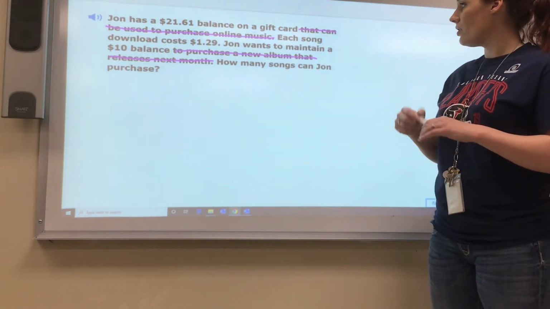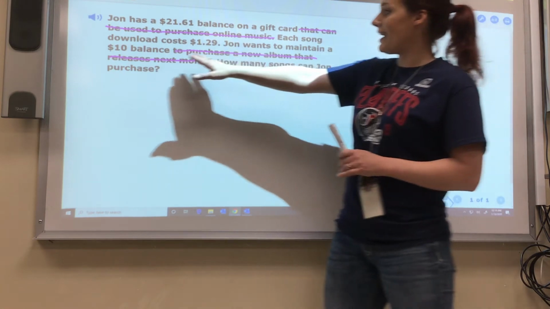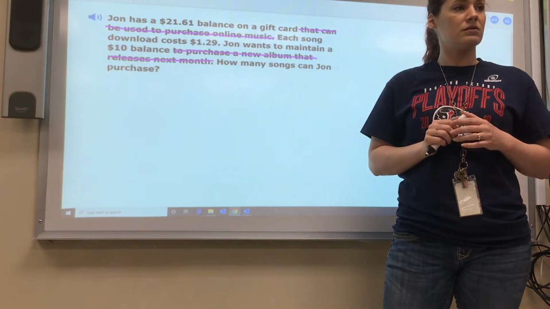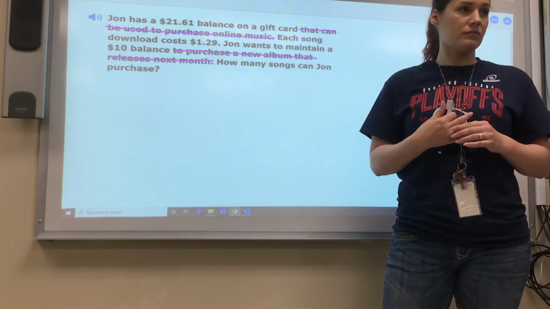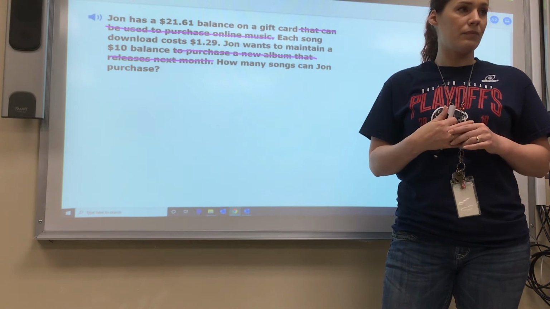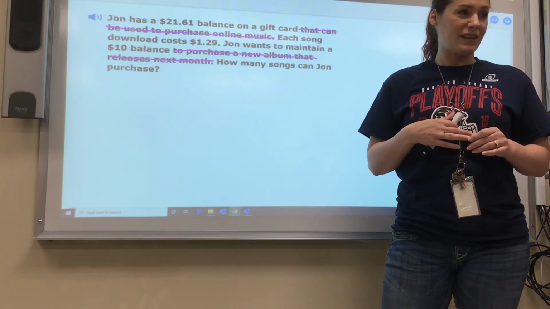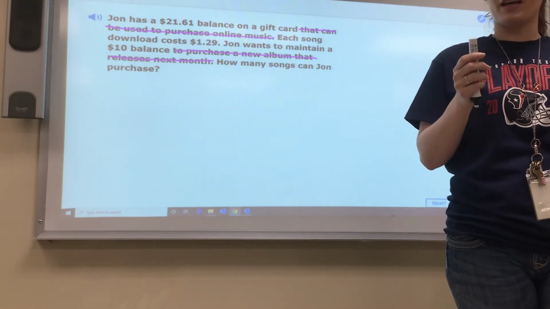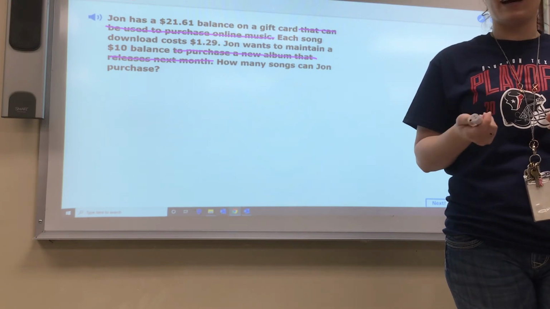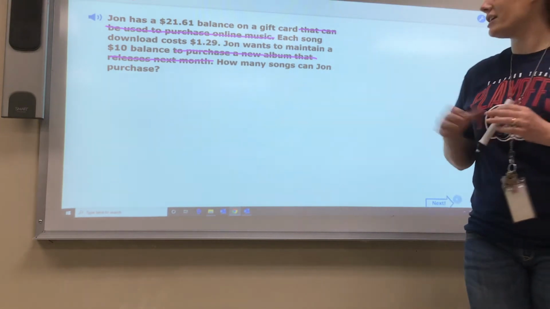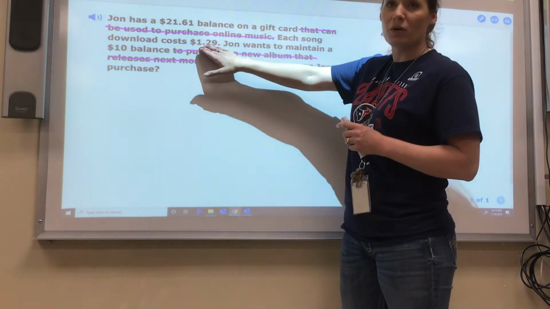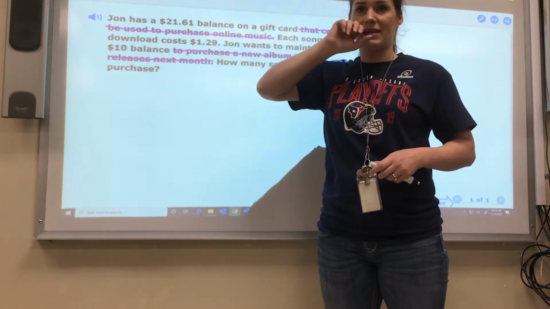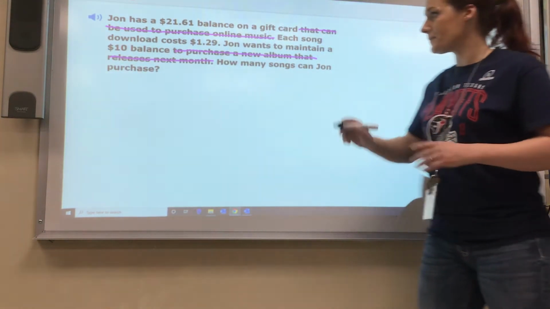What does this sentence mean? John wants to maintain a $10 balance. What does that mean? He wants, after making his purchases of downloadable content songs, to have it at $10, no less. He wants no less than $10, right? For whatever reason, he wants to keep $10 on the gift card. Like maybe there's something he's wanting to buy and it's $10 and he wants to make sure he has that much money. So he's only allowed to purchase $1.29 multiple songs, but he doesn't want to get less than $10 on that gift card. Does that make sense? Yes? Okay.